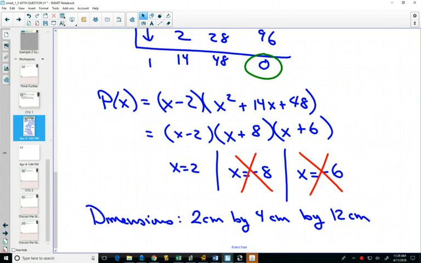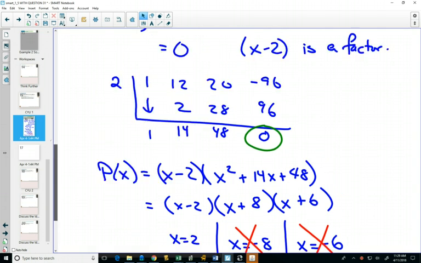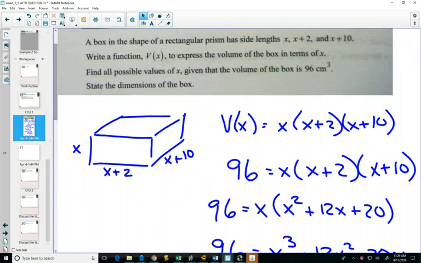If the question had units, like this one had centimeters to begin with, you need to have centimeters in the end. Make sure you read the whole question, because you might be so excited that you solved x equals 2 that you don't read that it asks you to state the dimensions of the box.